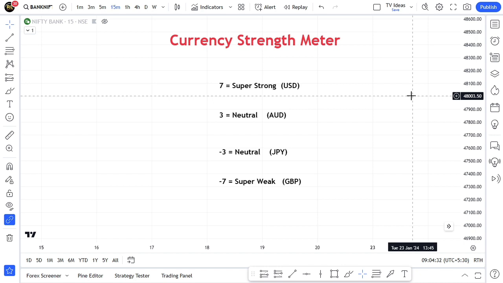Actually, most of the guys had problems in understanding the currency strength meter, and those who don't know what is currency strength meter, it's just a meter which, as the name suggests, gives you the strength of a currency, and it gets updated daily on my Telegram group.